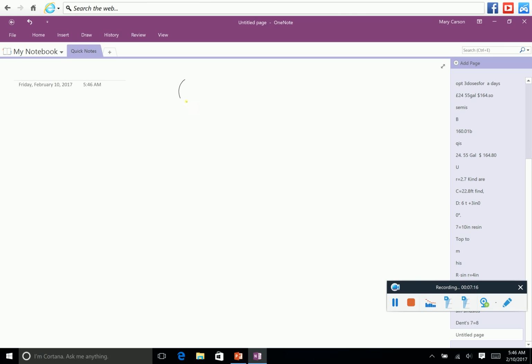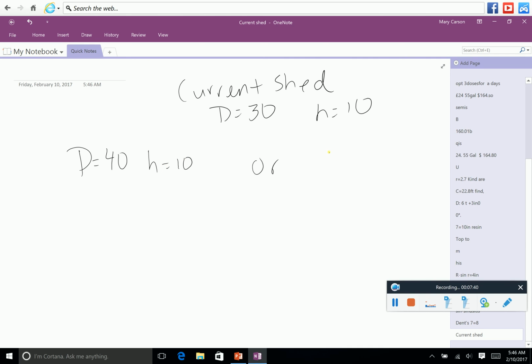So let's look at the current shed. The diameter is 30. The height is 10. So you can either have one that has a diameter that is 10 larger, so that would be 40, with a height of 10, or you can have the same diameter, which is 30, and then increase the height 10 more. So those are our two options.